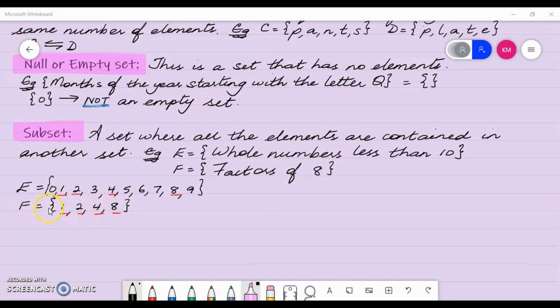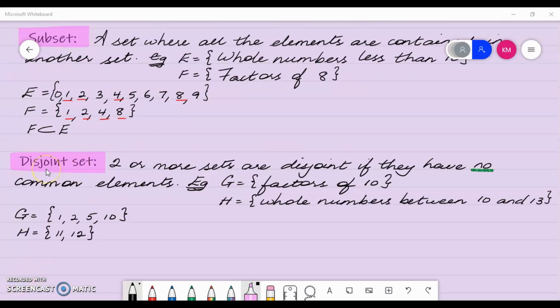Notice that all the elements of F are completely included in the set E. So 1, 2, 4, and 8, I can find each one of those elements in the set E. And therefore, F is said to be a subset of E. So the symbol for subset is this symbol here. And because F is completely included in E, I will write this: F is a subset of E.